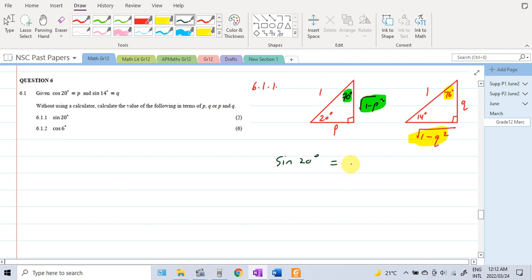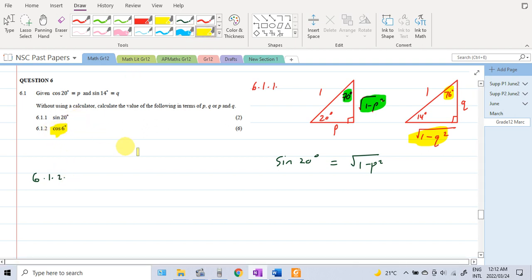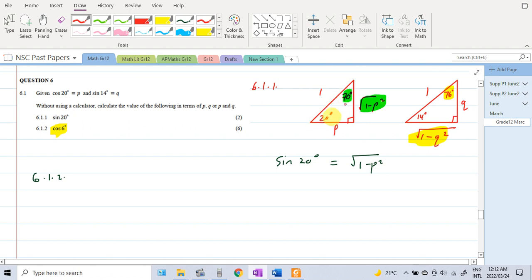6.1.2. We want cos of 6 degrees. Wait a minute, how do we get cos of 6? It's a nice question. Adding and subtracting the angles, we're not getting 6. We're getting 90 and 50. If we add and subtract here, we're not getting anywhere. So to find cos of 6, we need to look at both the triangles and use angles from both the triangles.